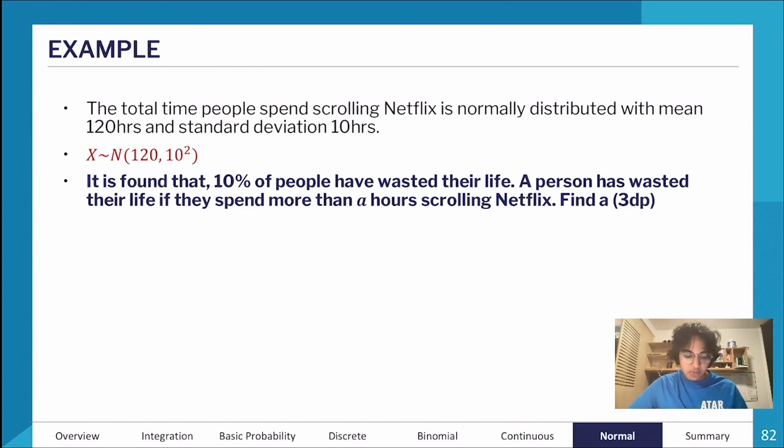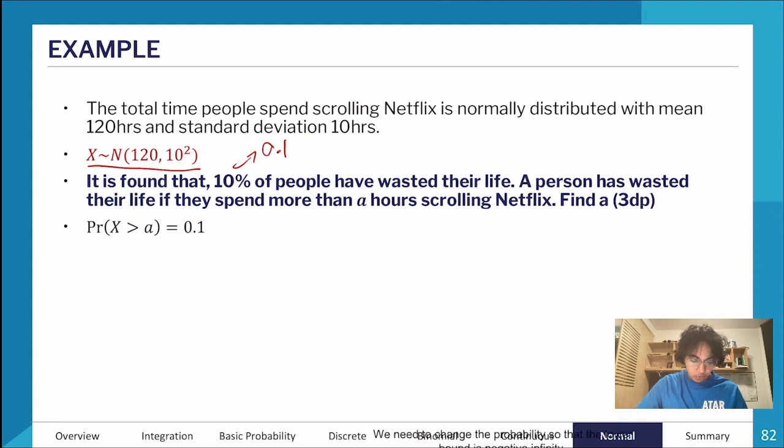So the total time people spend scrolling Netflix is normally distributed with a mean of 120 hours and standard deviation of 10 hours. And so again, I always like to write out my variable like this. It is found out that 10% of people have wasted their life. So this is 0.1. A person has wasted their life if they spend more than A hours scrolling Netflix. Find A. So we can use probability of x is greater than A is equal to 0.1.